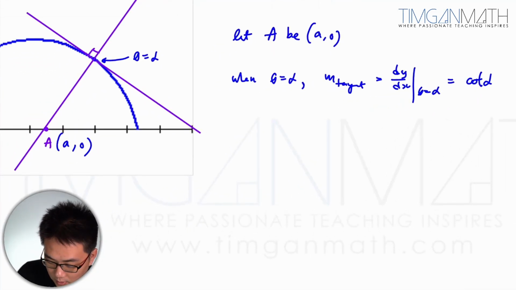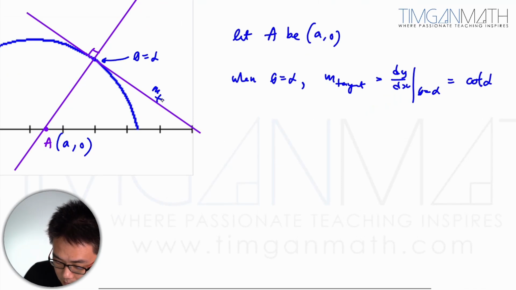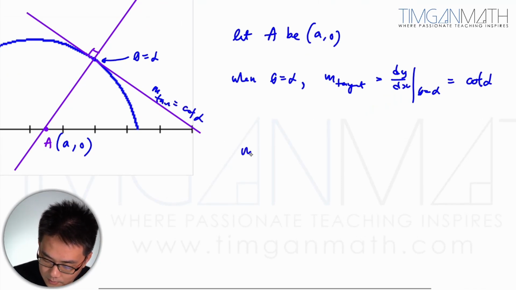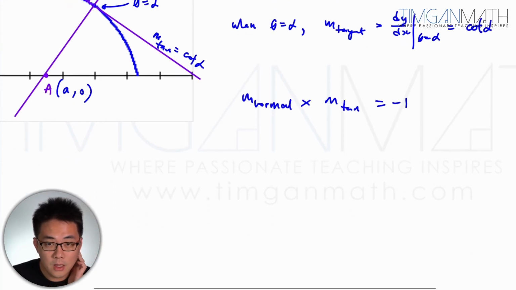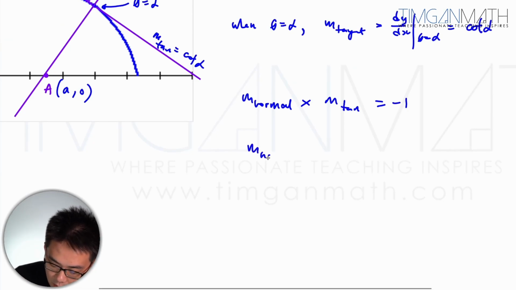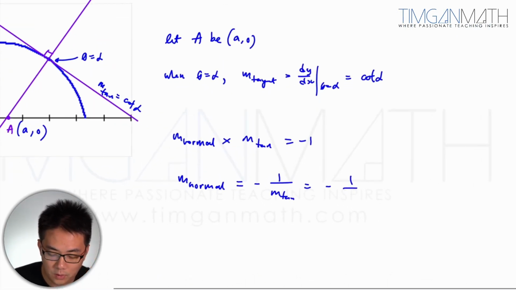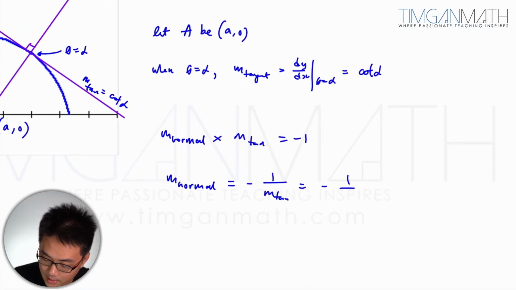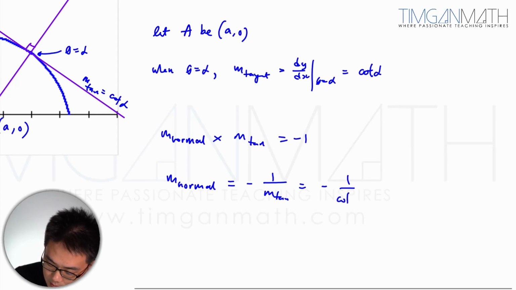Okay, so this gradient here is called alpha. So m normal multiplied with m tangent is equal to -1. In other words, the gradient of the normal will just be -1 over m tangent, which is -1 over m tangent. Since m tangent is cot, it will just be negative tangent alpha.